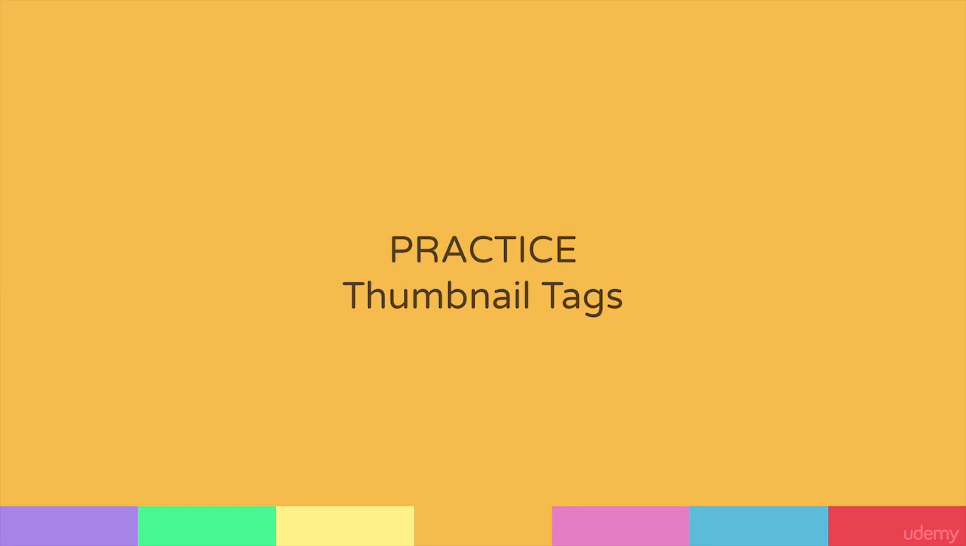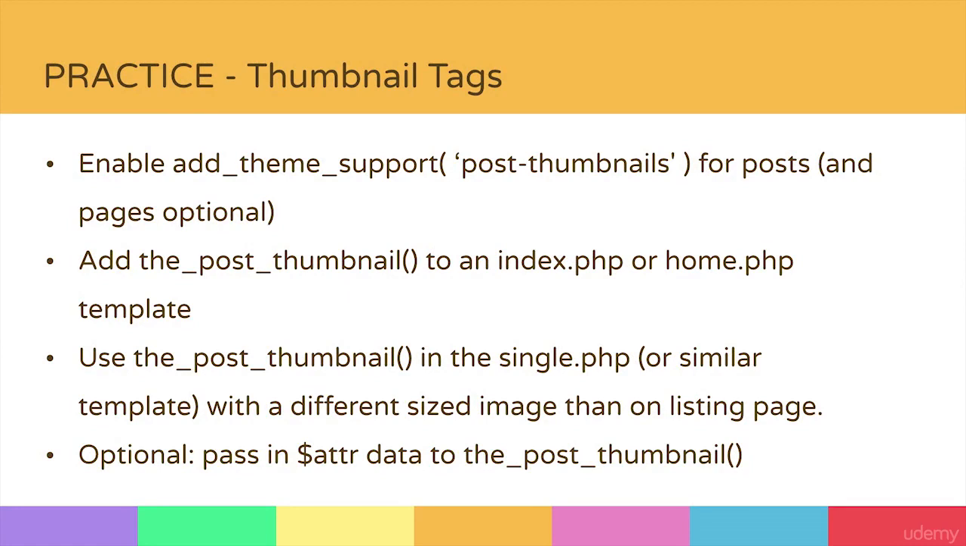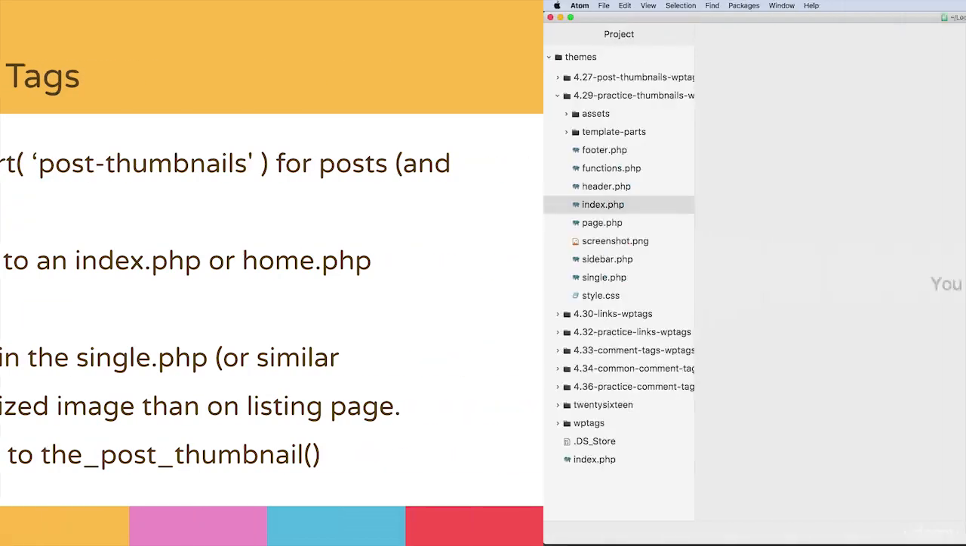All right, so hopefully at this point you had a chance to practice working with thumbnail tags a little bit. And let's just review what the requirements were, and then I'll jump into showing you my approach to it. All right, so what we had to do was add theme support for it and then use the post thumbnail tag in both a listing page, a single page, and optionally pass in other attribute data. So that was the basic setup. Let's jump into the code.